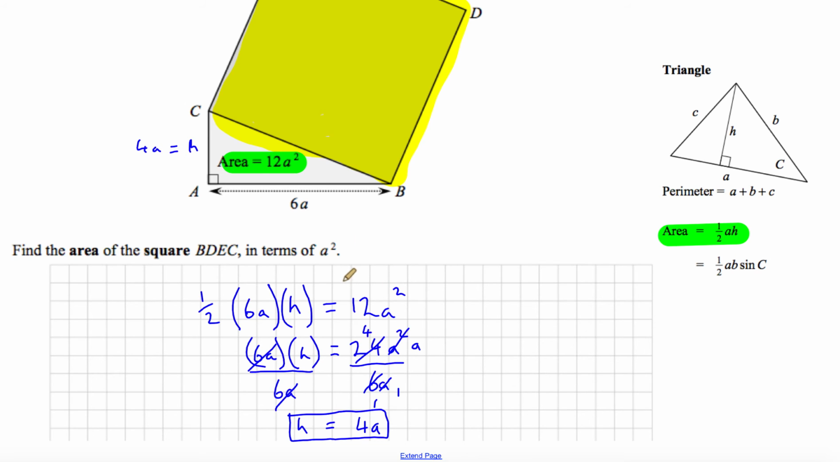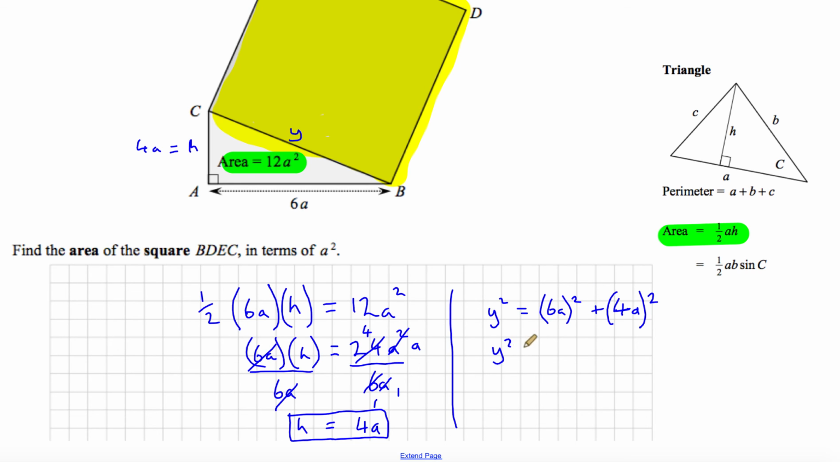Okay, so now I can apply Pythagoras to find this side. This side here, the square on this side, would be the area of the square. If I call this y, Pythagoras says the square on the hypotenuse, y squared, is equal to the sum of the squares on the other two sides. So it's equal to (6a) squared plus (4a) squared. Make sure you put it in brackets. Same with the 6a, they have to be in brackets.